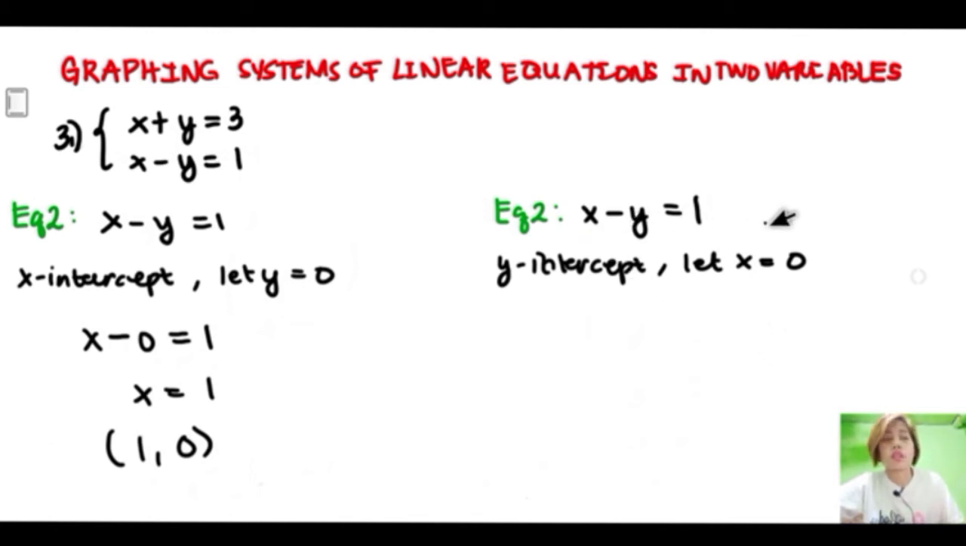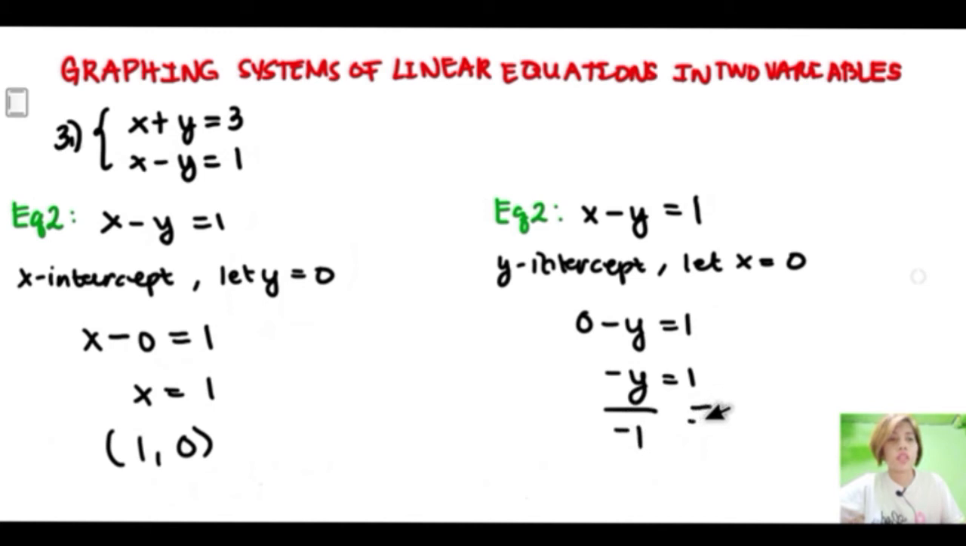And then, x minus y is equal to 1 pa rin po. Pero, ngayon, y-intercept naman kukunin. We let x be equal to 0. So, x is 0. So, 0 minus y is equal to 1. So, negative y is equal to 1. Since may kasama siyang negative 1, divide natin both sides by negative 1. So, magiging y is equal to negative 1. So, yung ordered pair will be 0, negative 1.